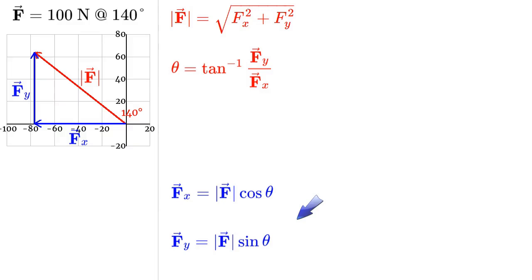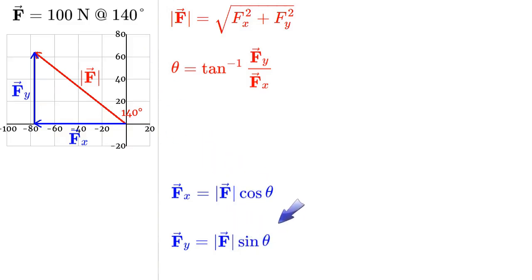Now let's decide which ones we're going to use. The red formulas here are the ones we use to convert Cartesian to polar form. In this example, we've been given the polar form. We're trying to find the Cartesian form, so we're going to be using the blue formulas instead.